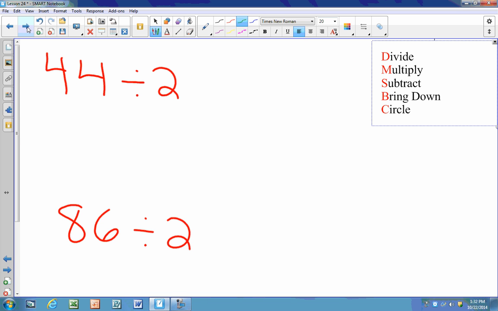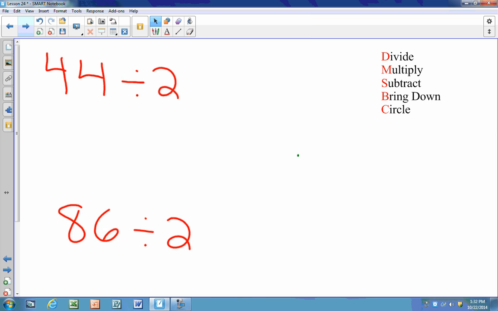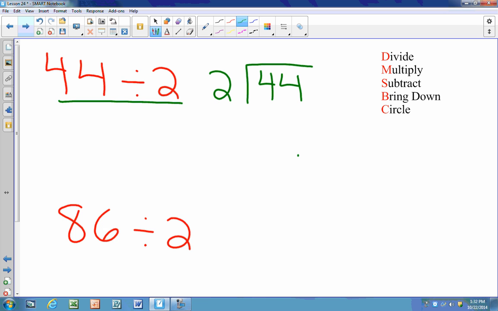So here's some examples, and if you notice up in the corner, I already have my DMSBC written out. So now we have 44 divided by 2. I'm going to set it up so that we have our 44 under the house being divided by 2. So the 2 is trying to enter into the house. The first thing I do, it says right here with the D, is I divide. So I ask myself how many times can 2 go into 4? And I know that 2 can go into 4 2 times. So I write the 2 right above the 4.